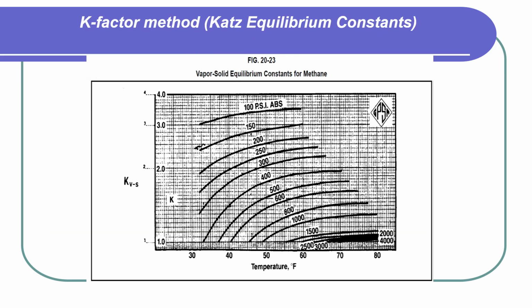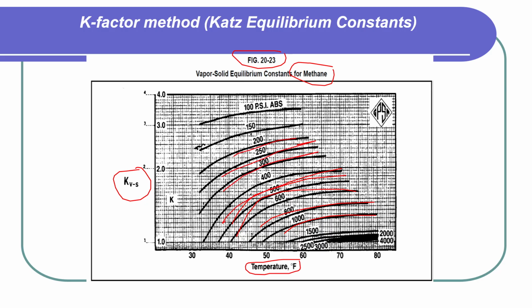So this is one of the charts that we were talking about, from chart 20-23 to chart 20-29 in the GPSA book. Here we are showing the first chart, 20-23, which is specifically for methane only, and you can see that this is the Katz equilibrium constant. On the x-axis you have the temperature in Fahrenheit. On the y-axis you have the K value, or the equilibrium constant for the vapor-solid phase, and you have different pressure ranges in PSI absolute.